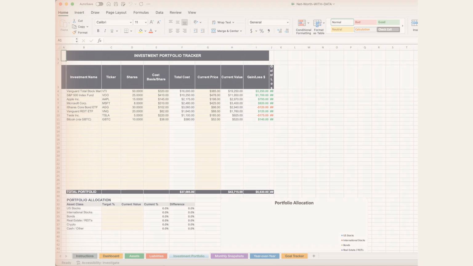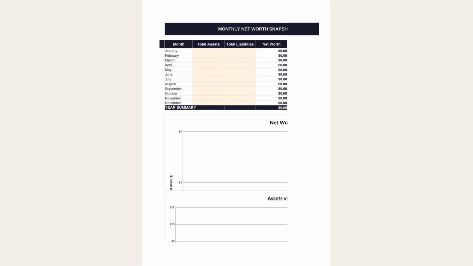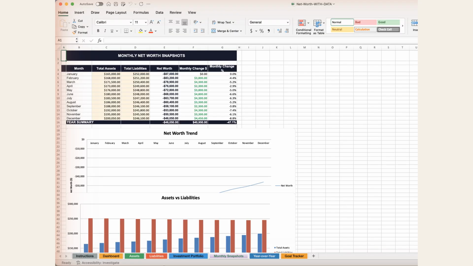Now let's look at monthly snapshots. At the end of each month, you log your total assets, total liabilities, and net worth. Over time, this builds a powerful history. January, net worth negative $8,000, June, positive $2,000, December, positive $14,500. Watching those numbers climb is incredibly motivating, and if something dips, you catch it early.